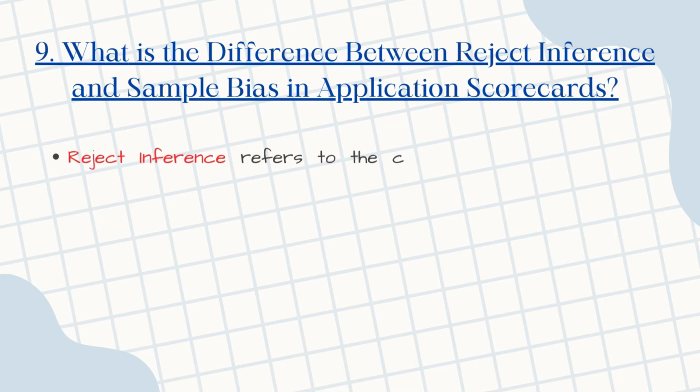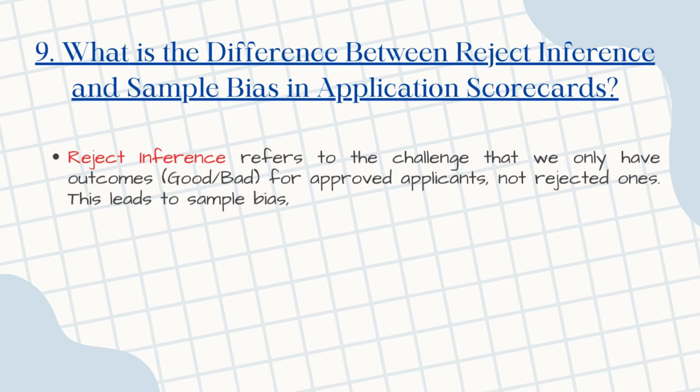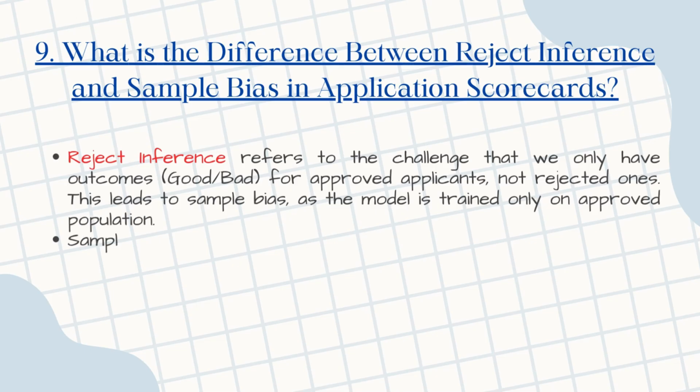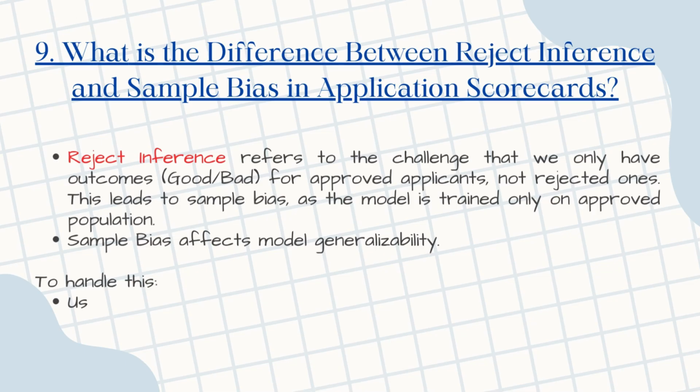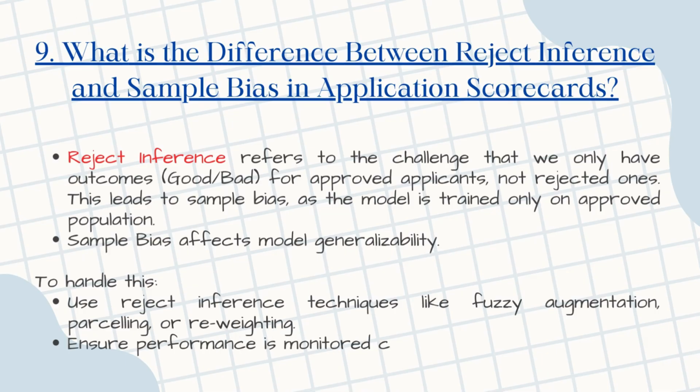So reject inference refers to the challenge that we only have outcomes good or bad for approved applicants, not rejected ones. This leads to sample bias as the model is trained only on approved population. Sample bias affects model generalizability. So to handle this, use reject inference techniques like fuzzy augmentation, parceling or reweighting. Ensure performance is monitored carefully post-deployment.